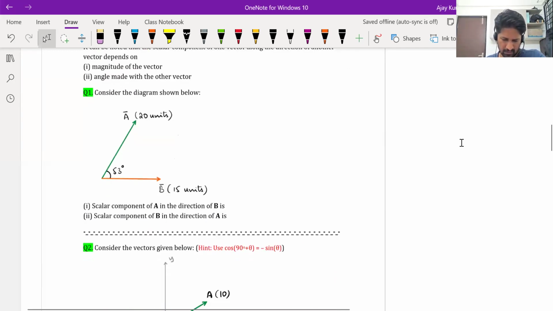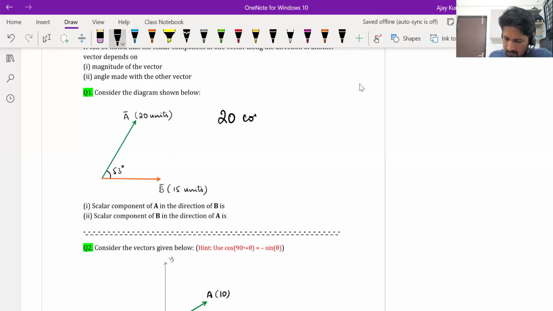First question, diagram is given to you. Tell me, what is the scalar component of A in the direction of B? 12, sir. You calculate it as A cos theta, which becomes 20 cos 53 degrees. Cos 53 degrees is 3 by 5. This becomes 12 units. Okay. So indirectly what you found is this. This will be 12 units.